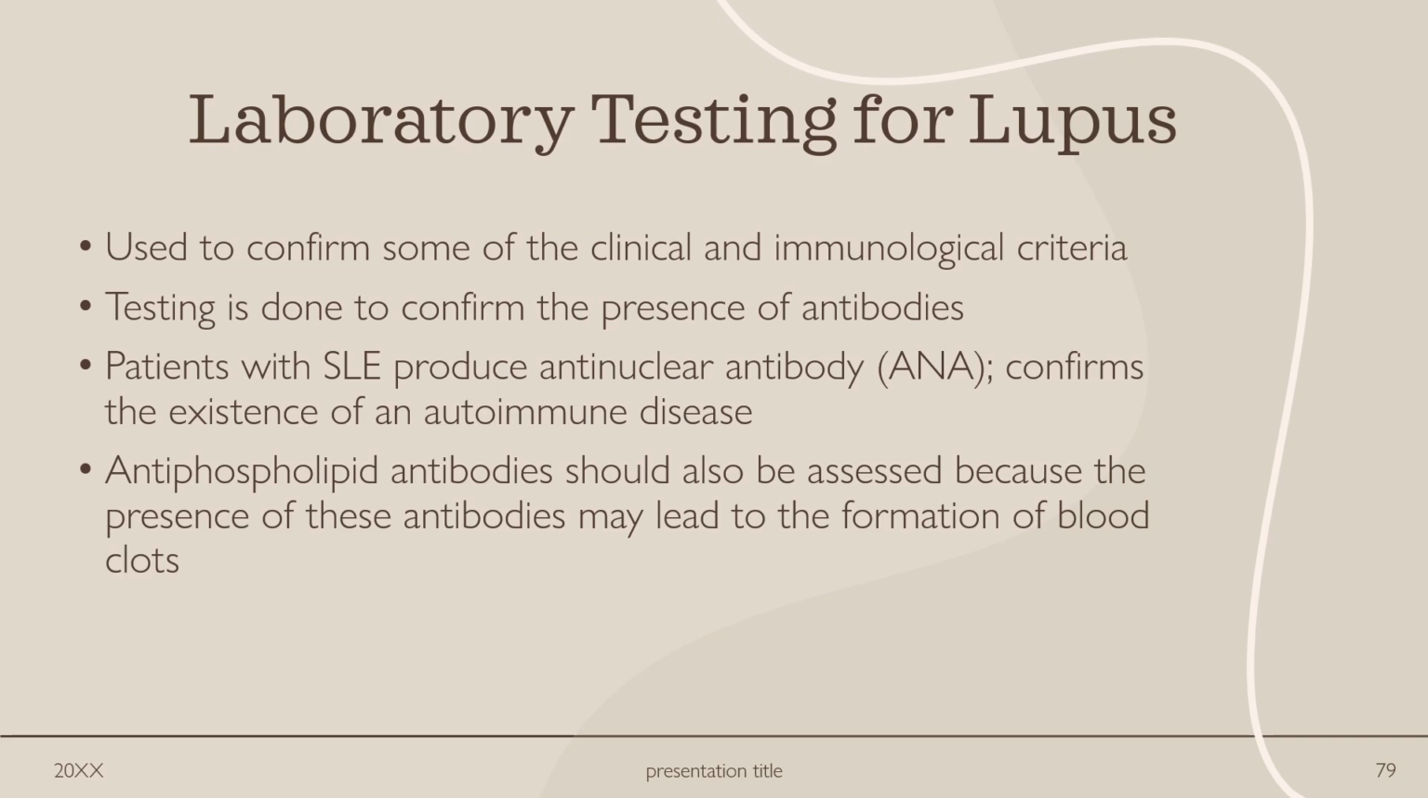So laboratory testing is used to confirm some of the clinical and immunological criteria. Testing is done to confirm the presence of antibodies. Patients with SLE will produce anti-nuclear antibody, the ANA. This will confirm the existence of an autoimmune disease. Anti-phospholipid antibodies should also be assessed because the presence of these antibodies may lead to the formation of blood clots.